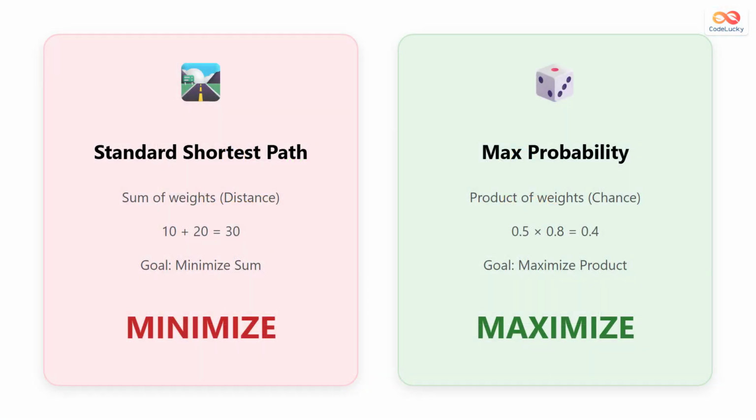This is where many beginners get tripped up. In a standard shortest path problem, we want to minimize the sum of distances. Here, we want to maximize the product of probabilities. So instead of looking for the smallest number, we are hunting for the largest possible product.